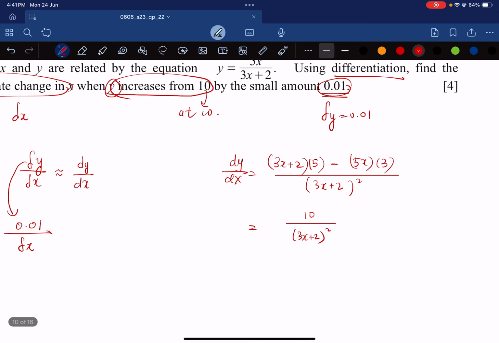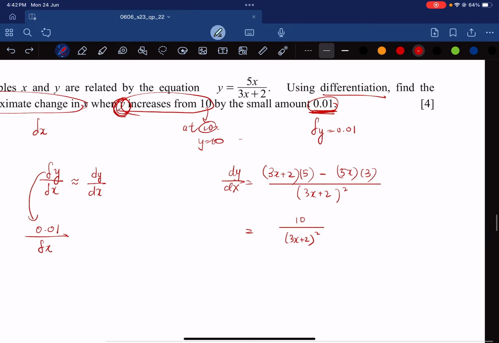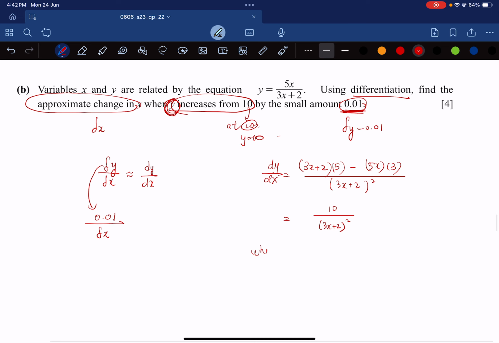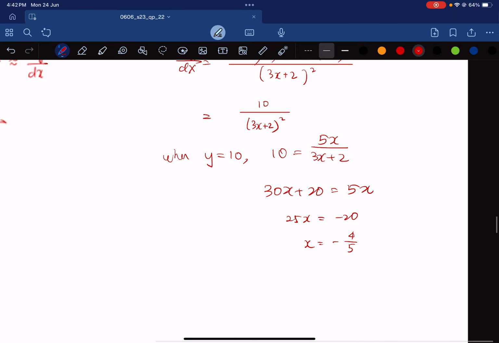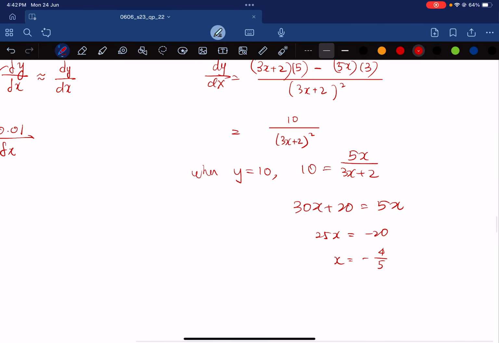So this is delta y, at y equals 10. But our dy/dx depends on x. So when y equals 10, what is the corresponding x? Let's solve for it. 30x plus 20 equals 5x. 25x equals negative 20. So x equals negative 4 over 5, which is negative 0.8.